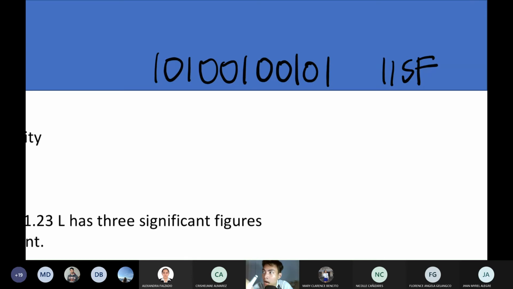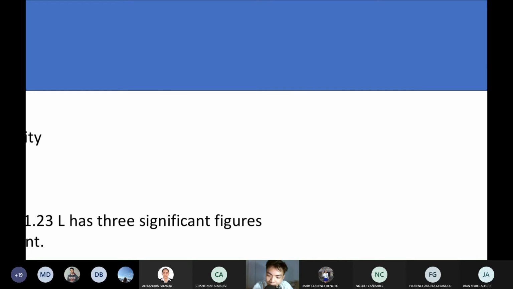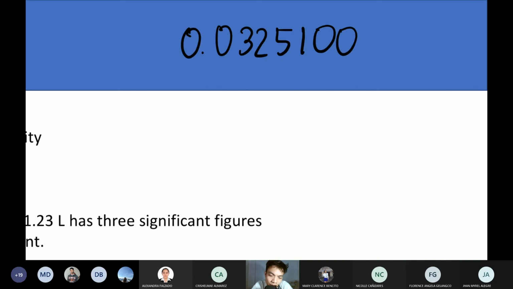Rule number 3. Pagsasamahin ko yung rule 3 and rule 4, para mas makita natin yung bigger picture. May dalawang uri ng zero sa number na to. There are 2 types of zeros in this number. Yung nasa harap, we call them leading zeros. Ibig sabihin, nasa harap ng first non-zero digit. Yung nasa dulo, we call them trailing zeros. Ano meaning ng trailing? Nasa dulo. Nasa dulo siya ng last non-zero digit, which is yung 1.